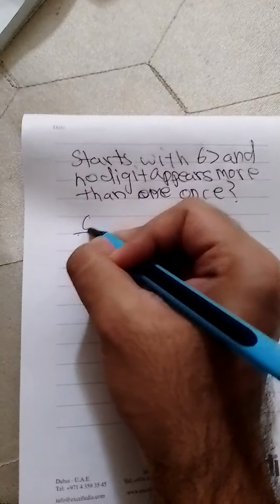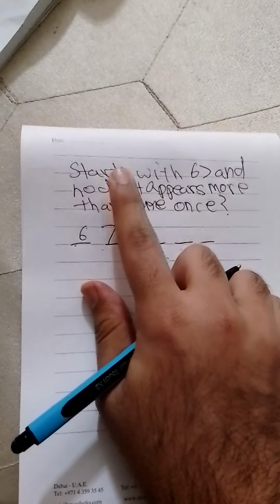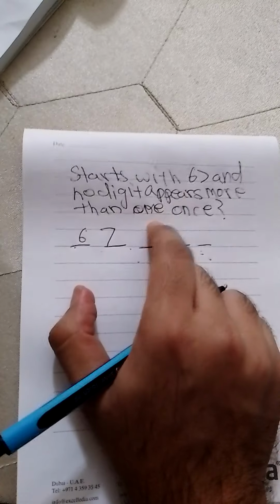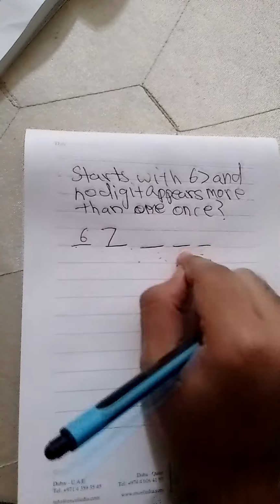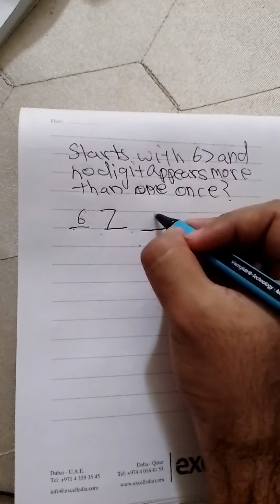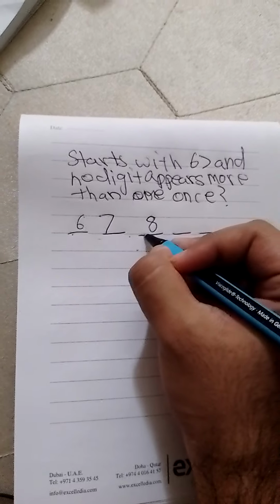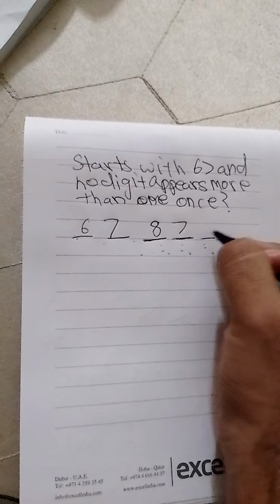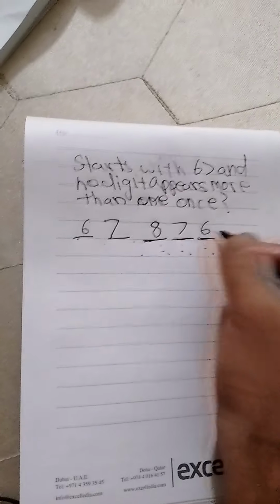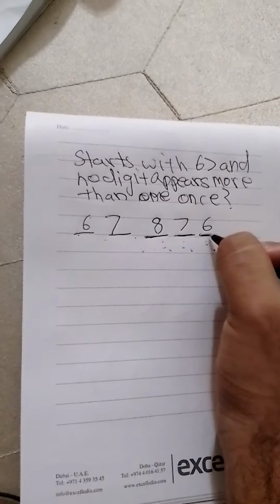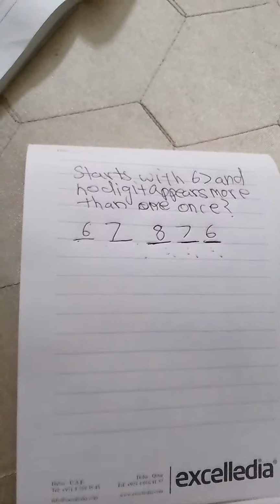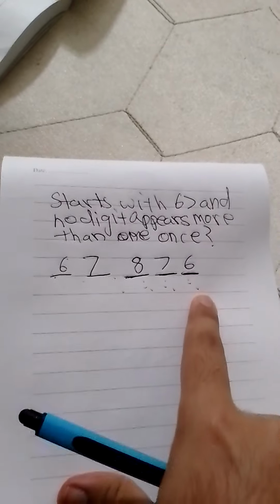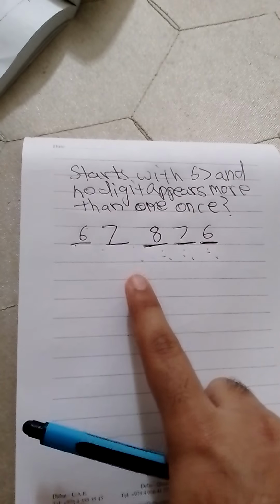The 5-digit number starts with 6, 7. So out of the 10 digits, 2 of them have been used. There are 8 remaining. So there are 8 options for filling up the 3rd digit, 7 options for filling up the 4th digit, and 6 options for filling up the 5th digit. Right? So for the number of ways of finding a 5-digit number, we have to multiply the number of ways of each of its steps.